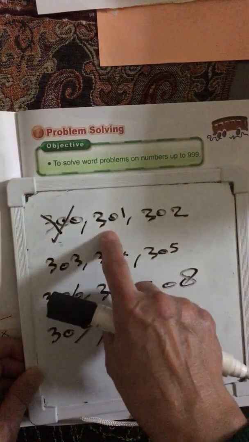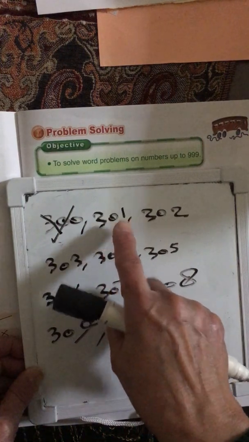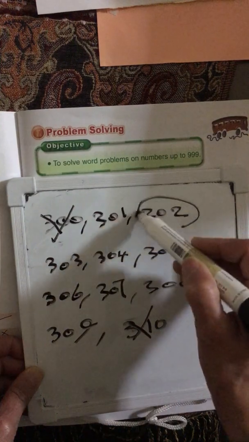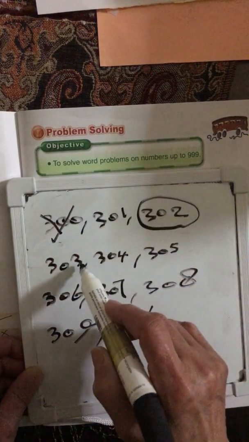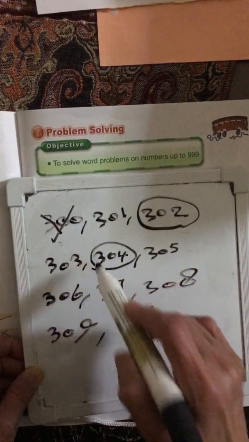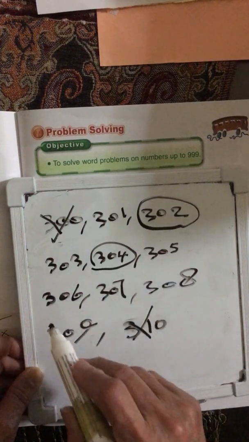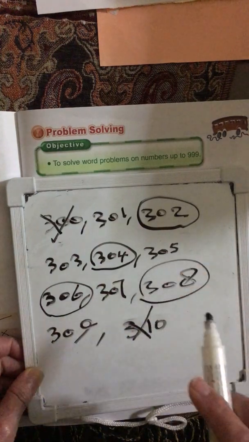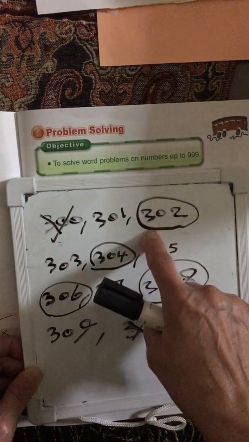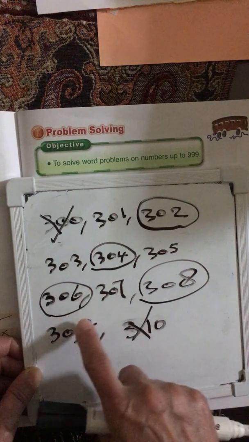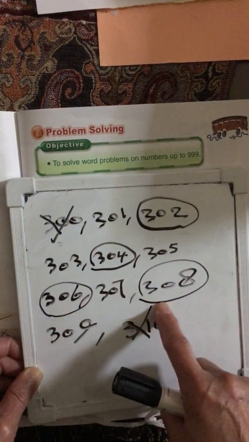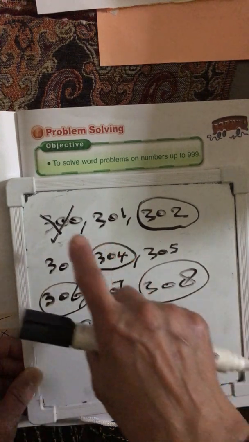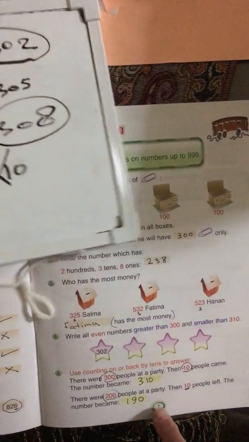So the numbers are 301, it's odd because it has 1 in the ones place. 302, yes, this one is even. 303 you will skip. 304, 305 you will skip. 306, 307 you will skip, so 308. So look how many numbers: 302, 304, 306, and then 308. These are all the numbers that are even numbers between 300 and 310.